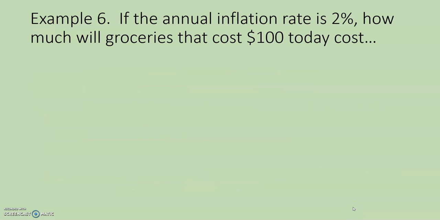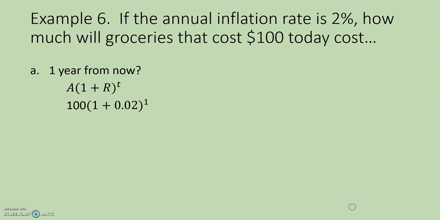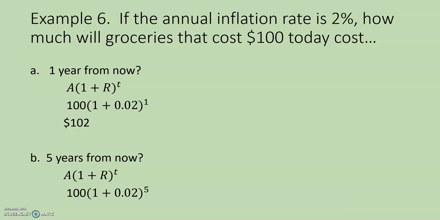Example 6. If the annual inflation rate is 2%, how much will groceries that cost $100 today cost 1 year from now? Using the formula A times (1 + R) to the T, substituting in, 1 year from now, those groceries will cost $102. 5 years from now, to the 5th power, the groceries will cost $110.